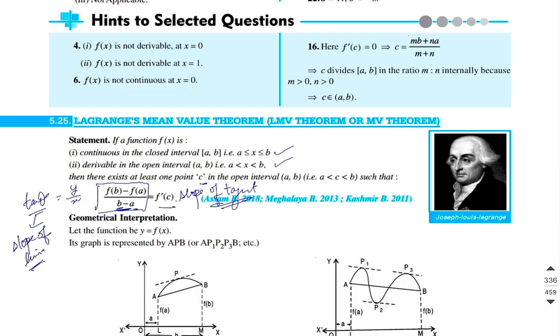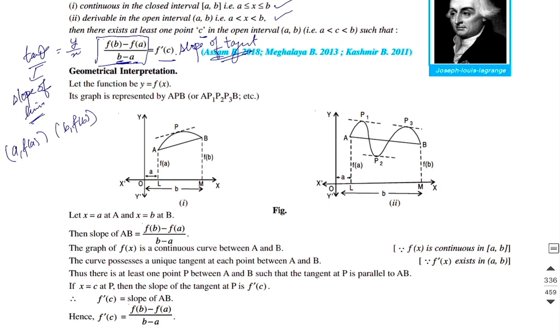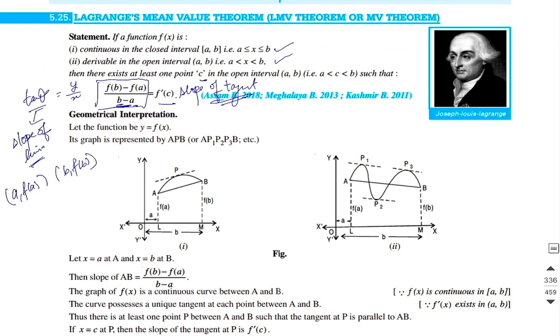And what is this line? It is the line joining the points (a, f(a)) in the graph and (b, f(b)). Okay, and what are those points? Those are the initial and final points on the graph. So that is the geometrical interpretation we have here.